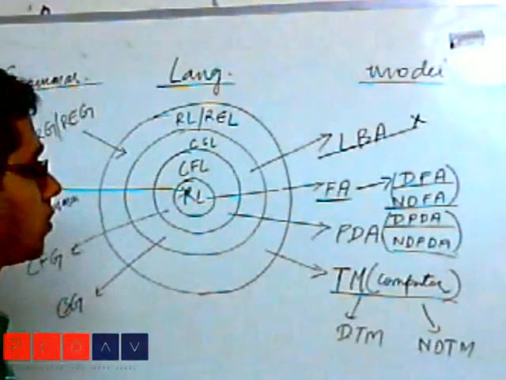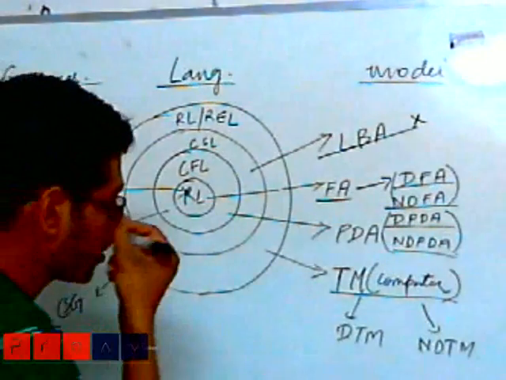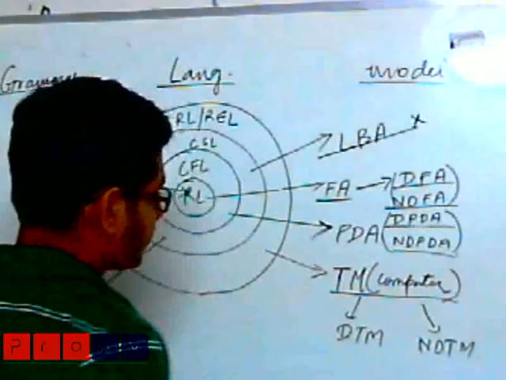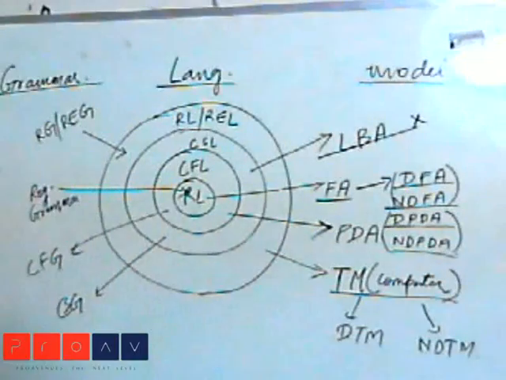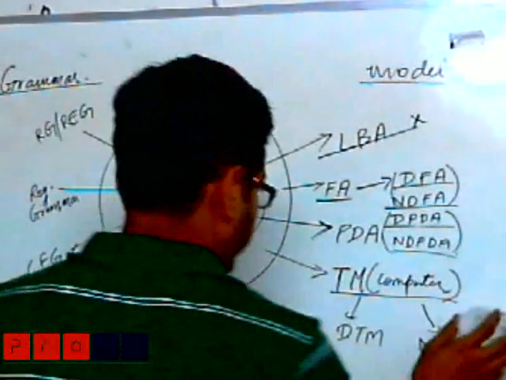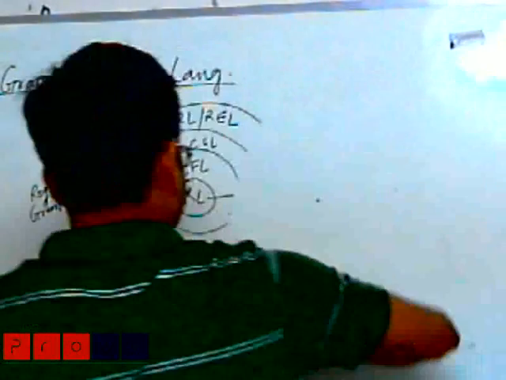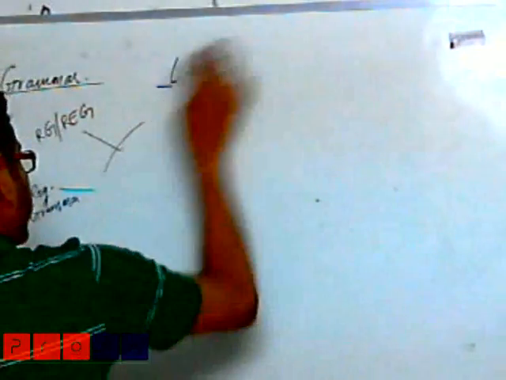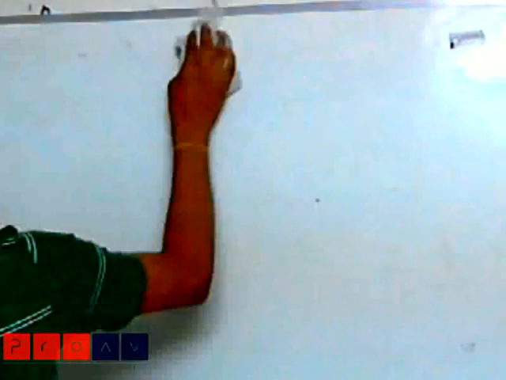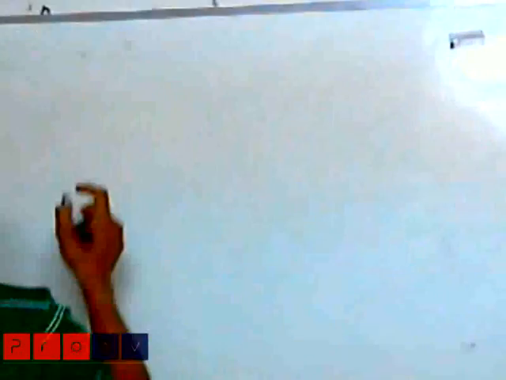Later on, we will go into the properties of CSL, context sensitive language. Those are more important for you. So, make a note of expressive powers. It means we are going to see the power of models, whether they are equal or, if not, which is more powerful and which is less powerful.